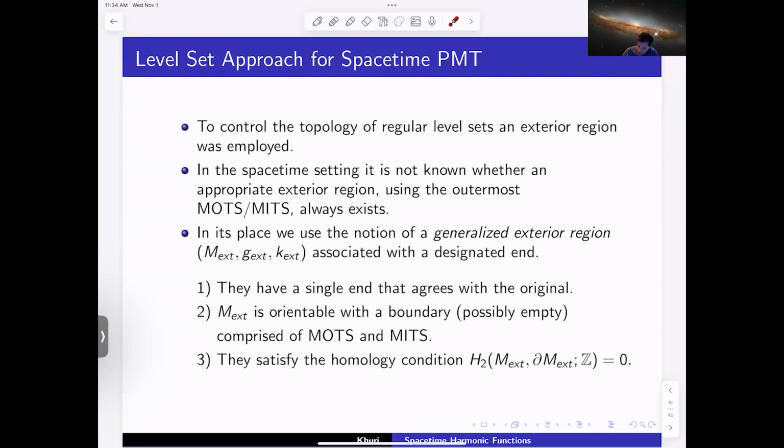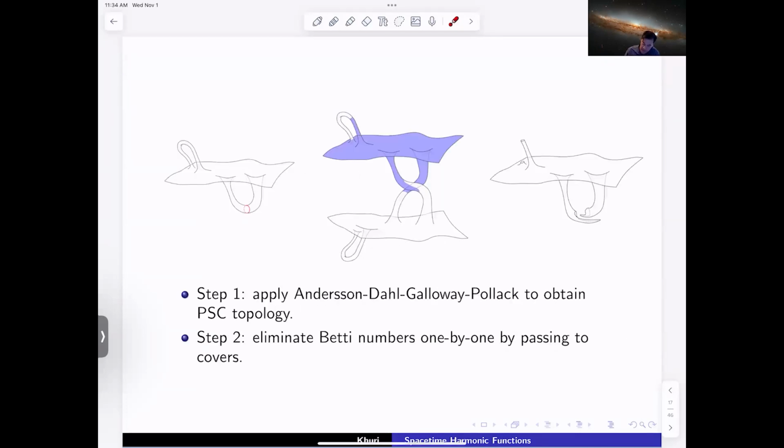So here's a heuristic. If we start with some asymptotically flat initial data set, there's a result due to Anderson, Dahl, Galloway, and Pollack, which says that we can induce positive scalar curvature on the manifold with the end compactified. And so at that point, we know that we have a connected sum of handles, S1 cross S2s, and maybe some space forms, but those are not so important. So we really want to get rid of these handles. We don't want these non-separating two spheres. That can cause problems for the level set approach. So we want to cut these in somehow.